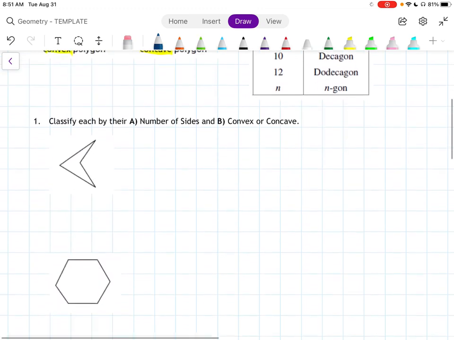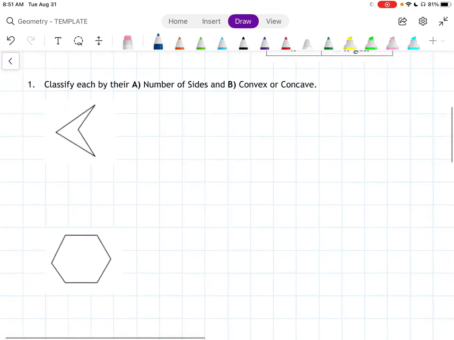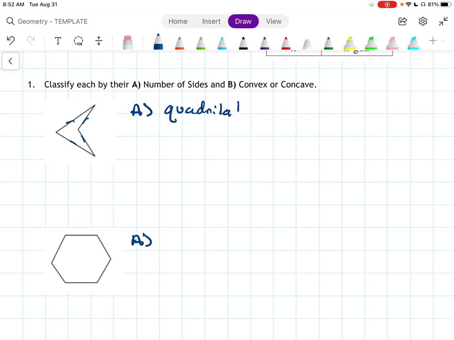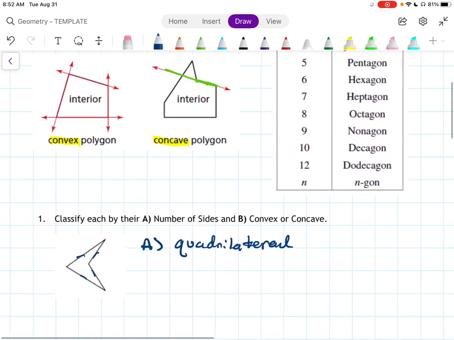All right, let's scroll down. Number one, we're going to classify each by their number of sides, and then also by convex or concave. We'll do part A for both of these first. This one has 1, 2, 3, 4, so it's called a quadrilateral. The bottom one has 1, 2, 3, 4, 5, 6. A six-sided figure is a hexagon.